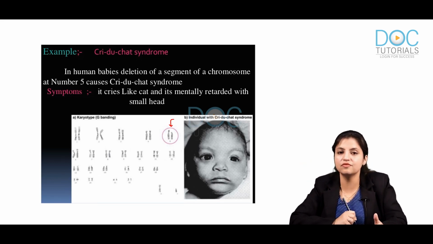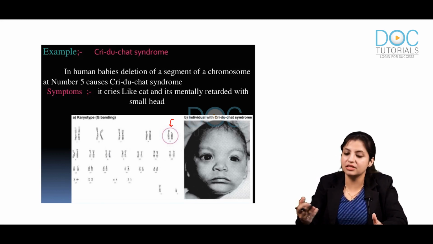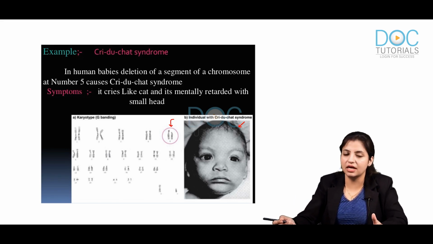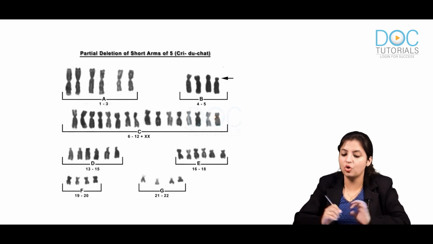This is partial deletion of chromosome number 5. I'll show you how it looks. This child cries like a cat, is mentally retarded, and has a small head. So small head, he cries like a cat, and that is why it is called Cri-du-chat syndrome. There is a partial deletion of the small arm of 5.